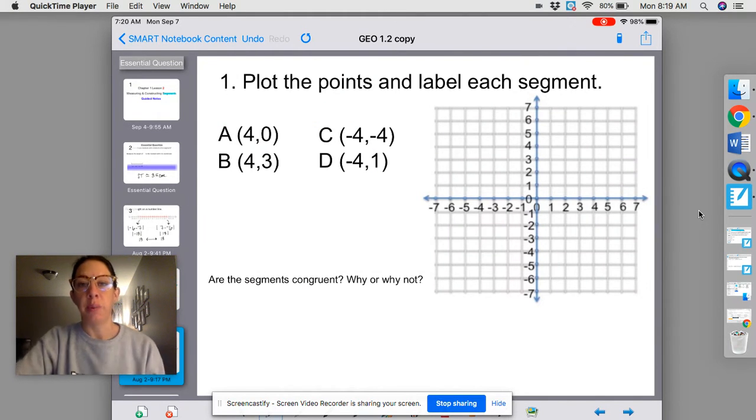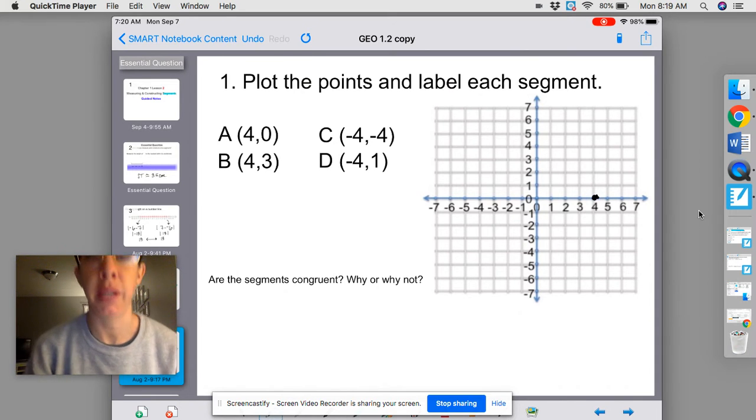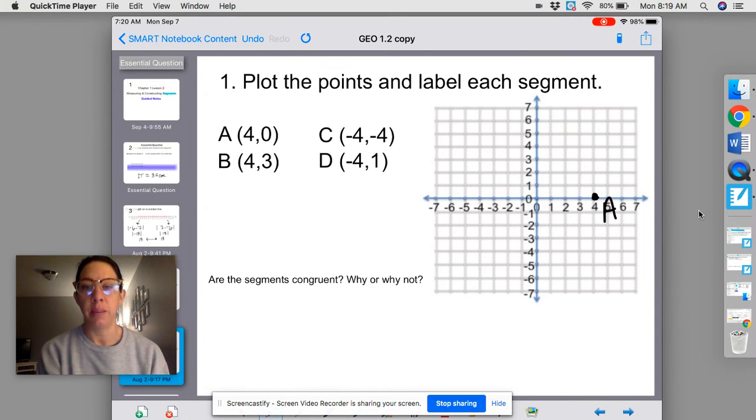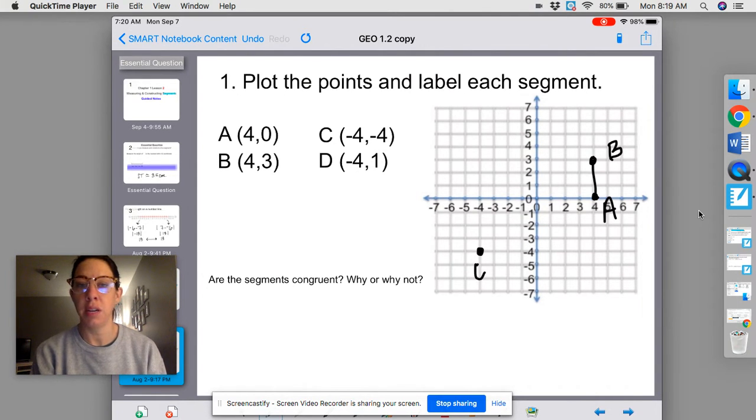So if I plot the points on this coordinate plane, point A and B. B's at 4, 3. And then I connect those. And then I plot point C is at -4, -4. And D is at -4, 1. And I connect those as well. I'm going to determine if the segments are congruent.